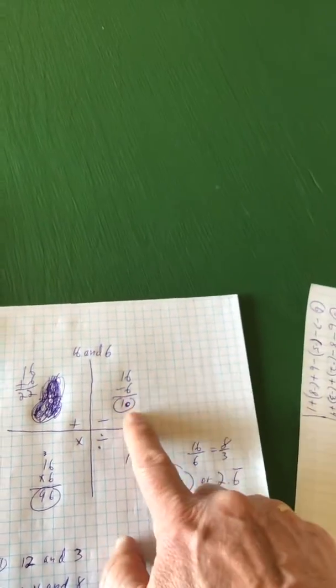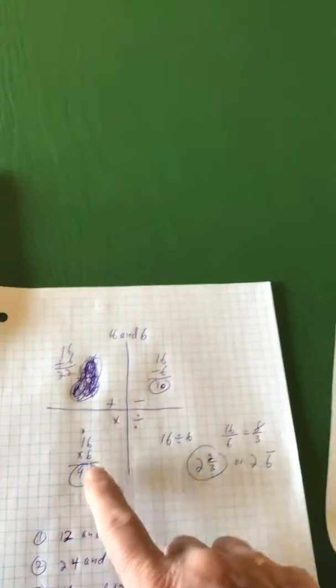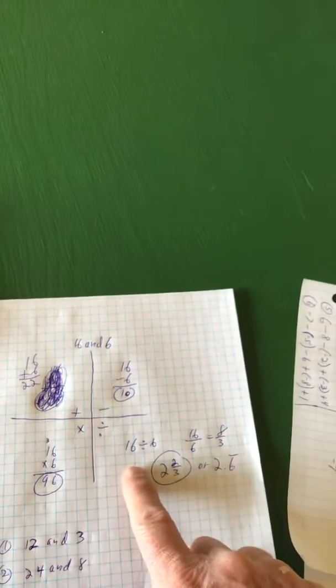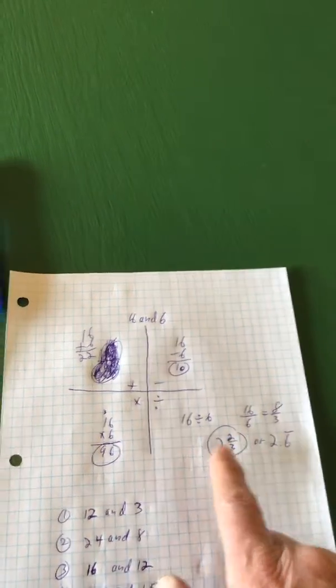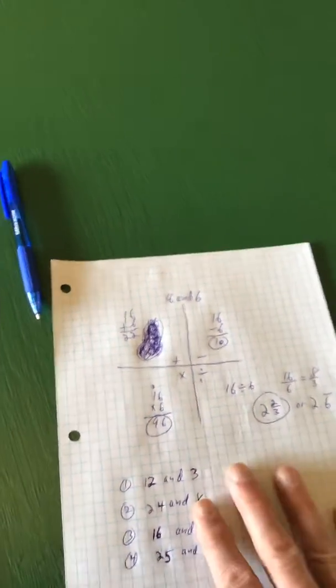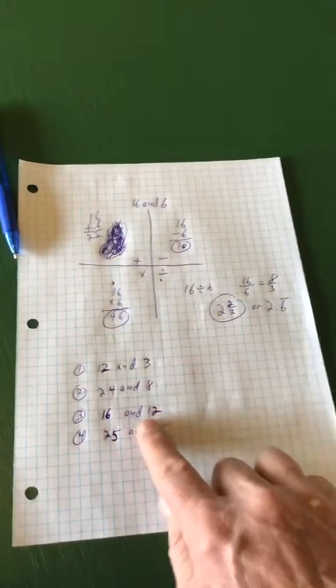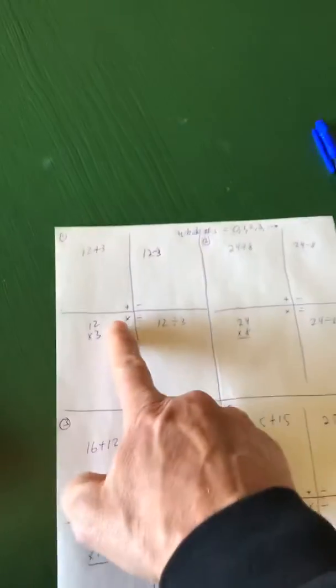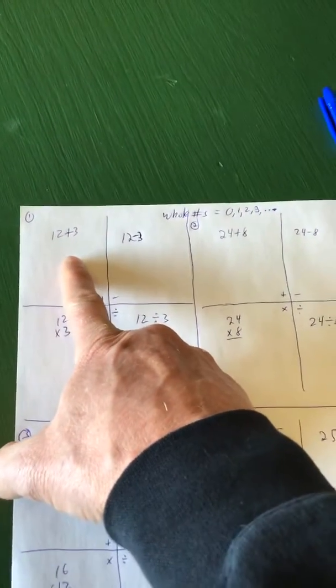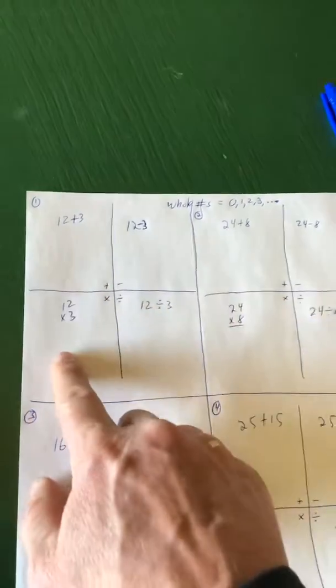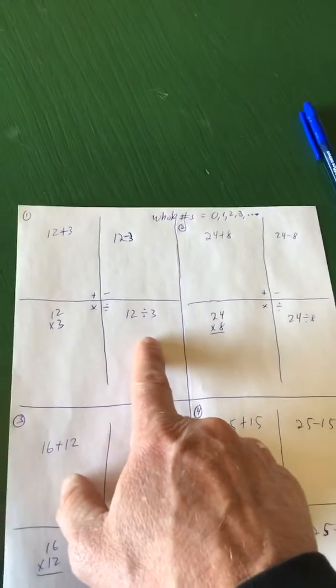I'll ask you to subtract them. I'll ask you to multiply them. And I'll ask you to divide them. And so for this first piece of paper, these are the 4 sets of numbers I'm going to ask you to use. And so on your paper, I'd like you to write 12 plus 3, then 12 minus 3, 12 times 3, and 12 divided by 3.